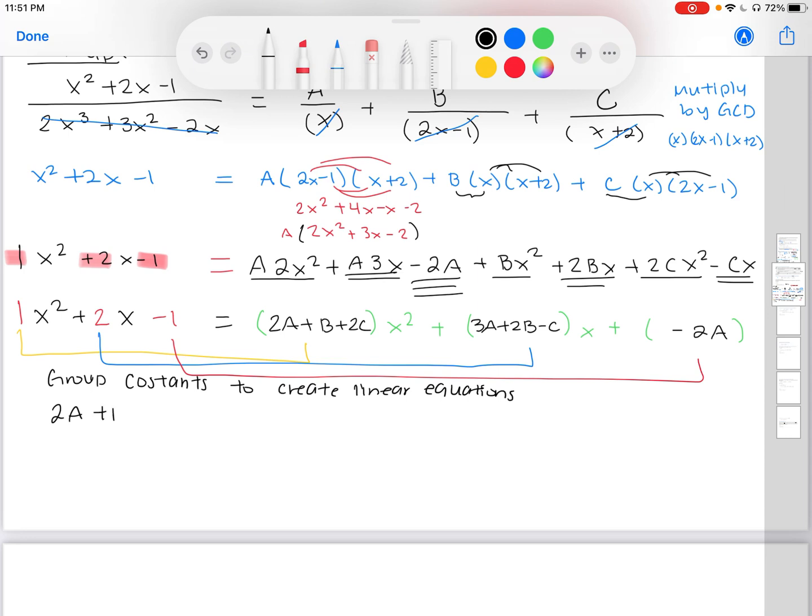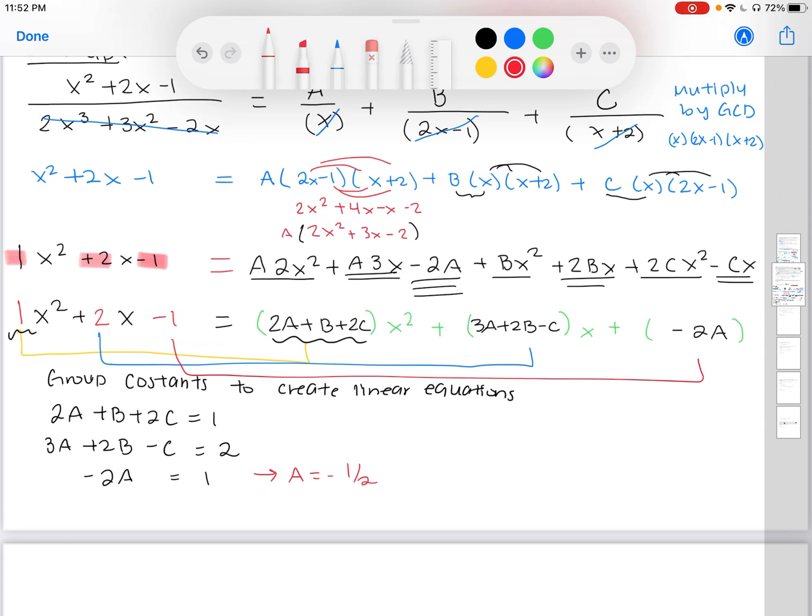For our x squareds, we have 2a plus b plus 2c, which is what we have here. We're going to set it equal to 1. And we're going to do that to all of our constants. Next, we have 3a plus 2b minus c is equal to 2. And negative 2a is equal to 1. Okay, luckily we get one straight off the bat. We get a is equal to negative 1/2.